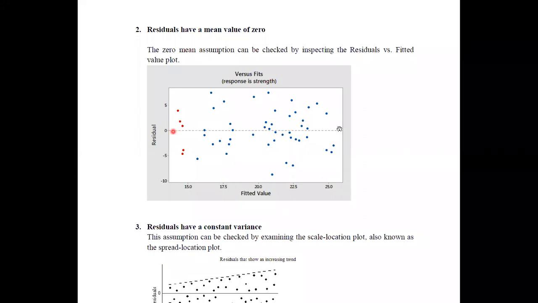Now you can see around half of these data values are in the upper region from the zero line, and around half are below the zero line with somewhat equal distances. Therefore, by seeing this plot, you can say that the mean value is 0.